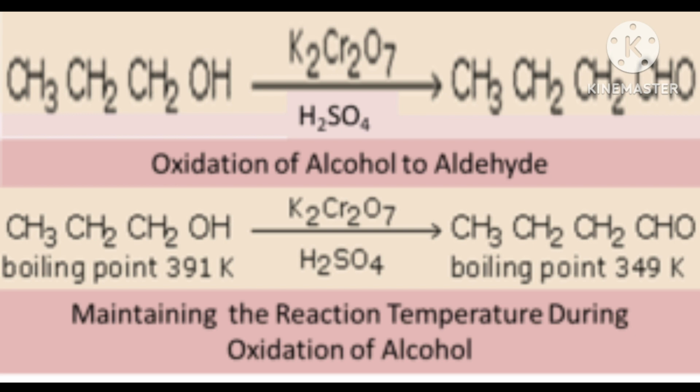See, chlorobenzene is different. There chlorine is attached directly to the benzene ring. But benzoyl chloride is different. It is COCl, an acyl group, attached to the benzene ring. When COCl is attached to the benzene ring, it is called benzoyl chloride.